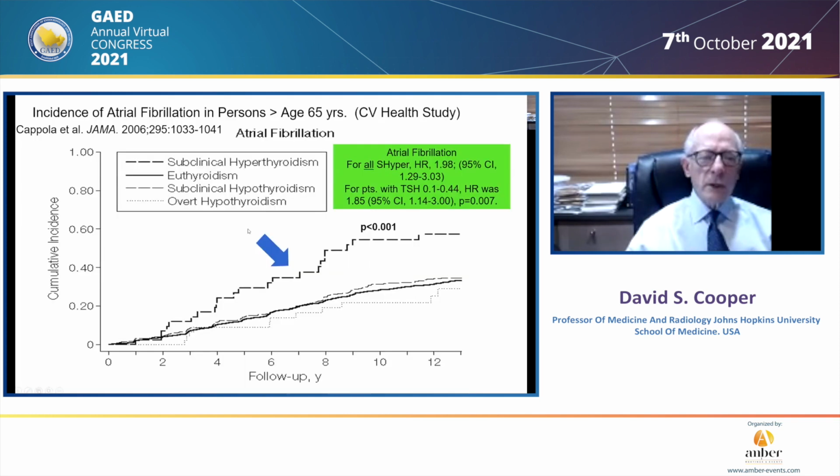Looking at cardiovascular outcomes, this is a study looking at the risk of atrial fibrillation in patients with subclinical hyperthyroidism, followed for 11 years. Here we have normal people, subclinical hypothyroidism, overt hypothyroidism, and subclinical hyperthyroidism here, where the risk of atrial fibrillation was about threefold. And it didn't matter whether the TSH was between 0.1 and 0.4 or less than 0.1.